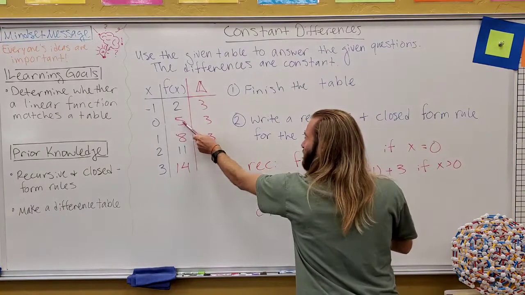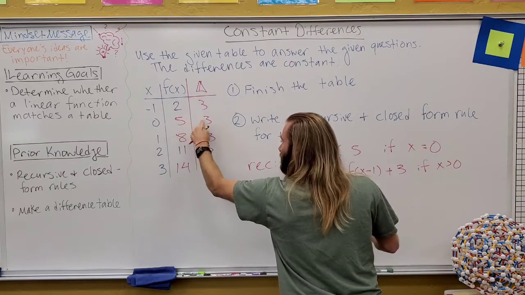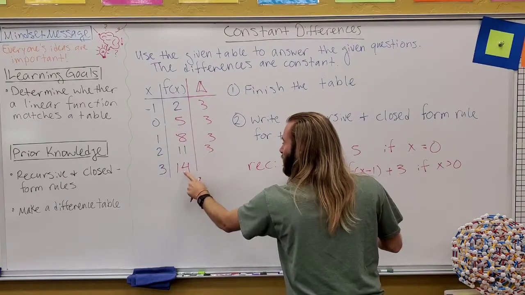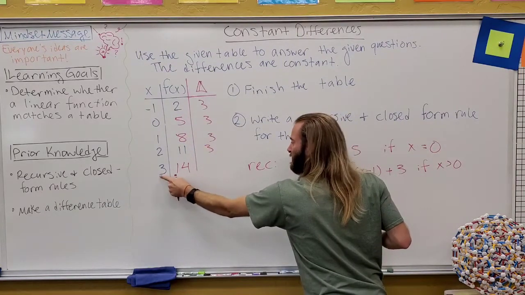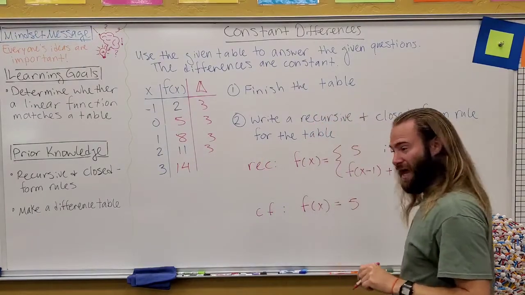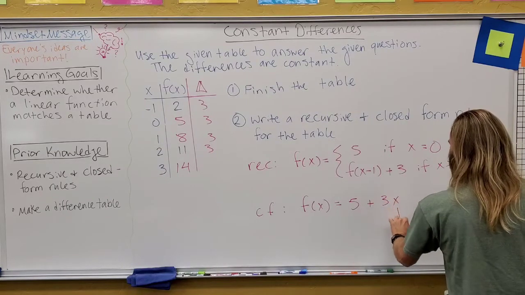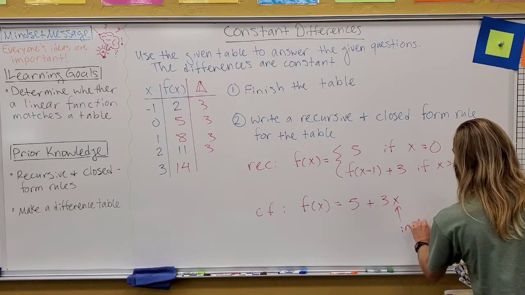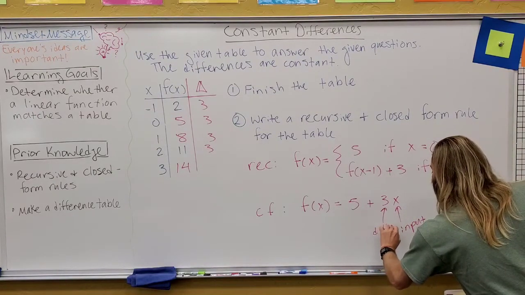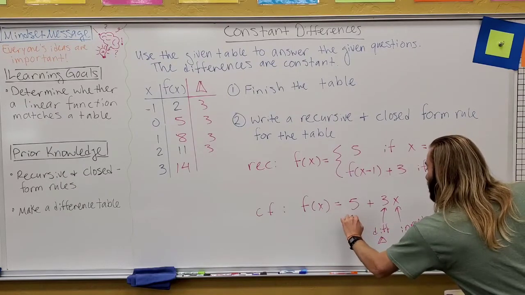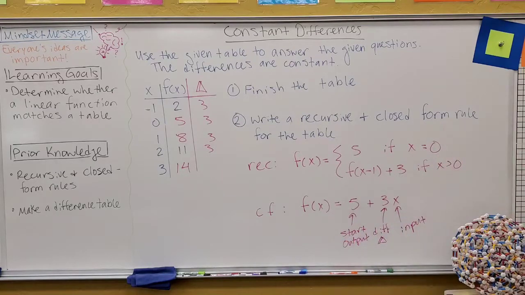So this output of 5, and what are we adding each time? To get to 11, for example, how many 3's did I add? 2 of them. Or to get here, how many 3's did I add to the 5? 3 of them. So the input exactly matches how many of these differences we add on, right? So this would be 5 plus 3x. Remember, x represents my input, 3 represents the difference, or delta, and 5 represents my starting output, okay, just as a reminder.